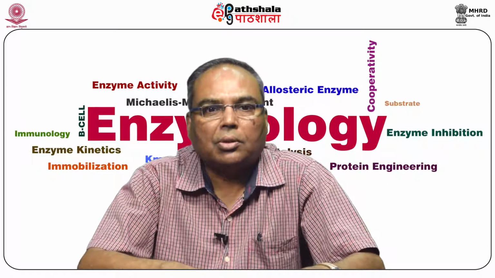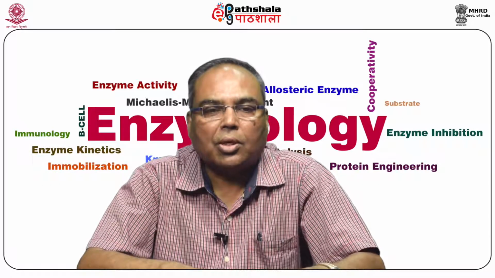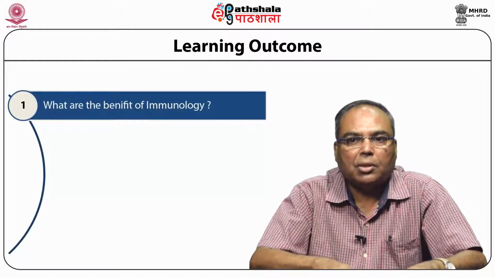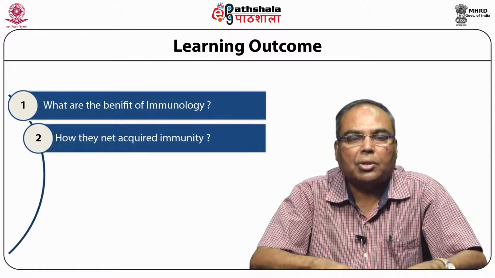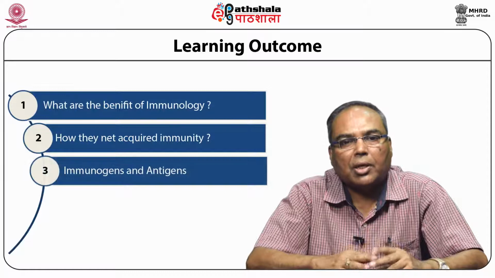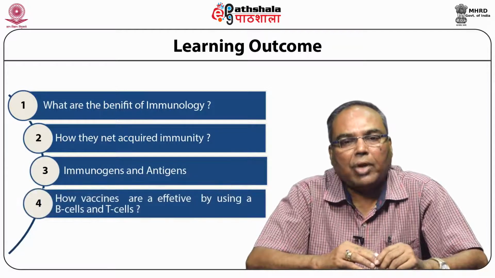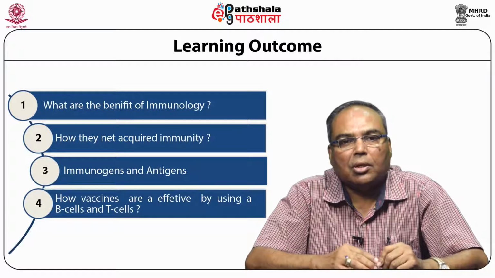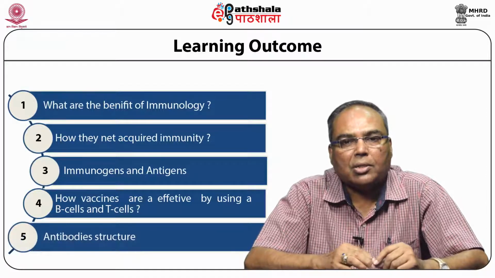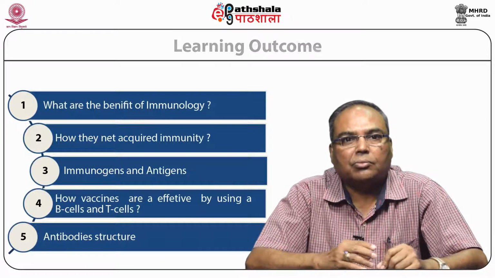Today I am talking about an overview on immunology, starting from innate and acquired immunity. The objective of the talk today is what are the benefits of immunology, how the innate and acquired immunity help to clear the pathogen, and third, we will be discussing immunogens and antigens, and how vaccines are effective by using B cells and T cells. And lastly, we are talking about antibody structure as well as how the antibody is made using the genetic basis of antibody diversity.